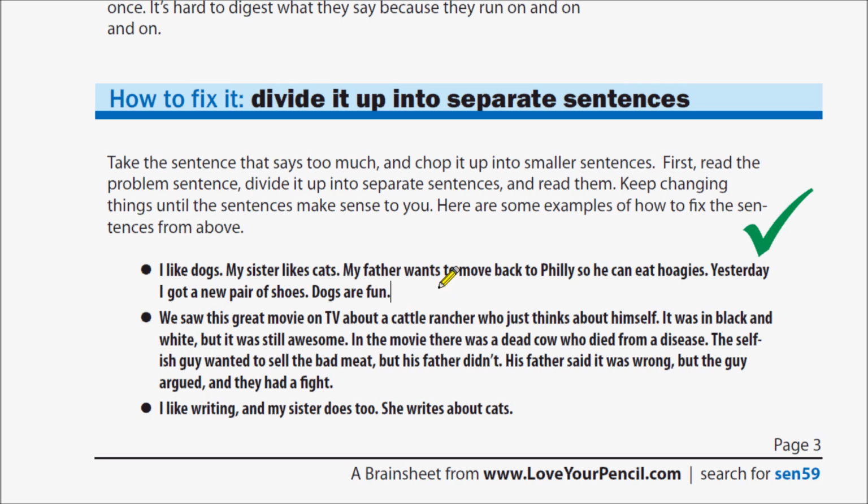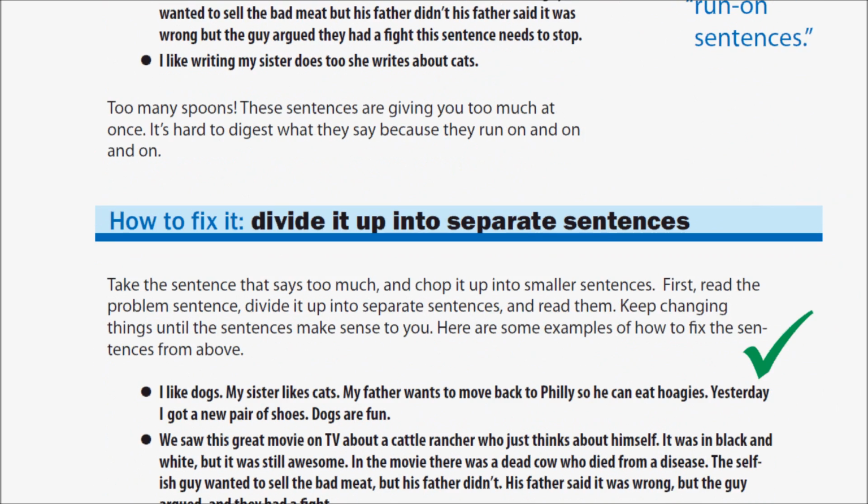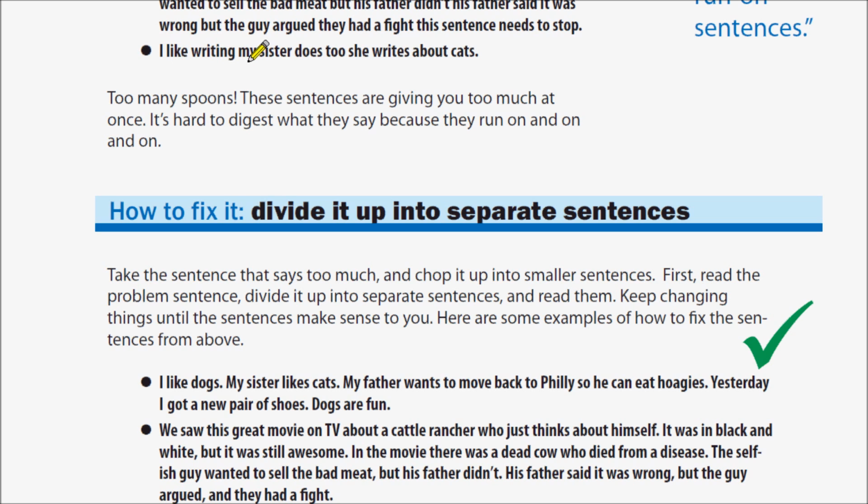it makes sense. If I say to you, my sister likes cats, or yesterday I got a new pair of shoes, you're not going to go, what? You're not going to be confused. It's going to be clear to you. Okay? I like writing, and my sister does too. She writes about cats. You see, each one of these individual sentences makes sense.